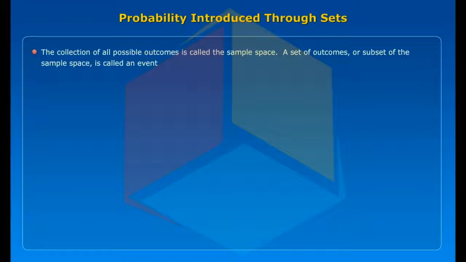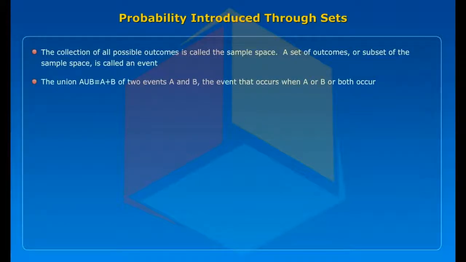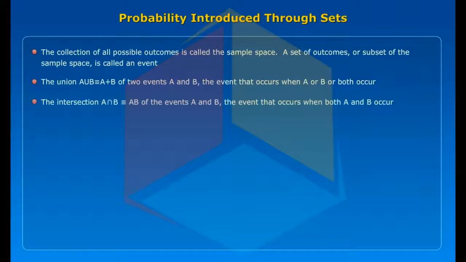Probability introduced through sets. The collection of all possible outcomes is called the sample space. A set of outcomes or subset of the sample space is called an event. The union A union B, equal to A plus B, of two events A and B, is the event that occurs when A or B or both occur. The intersection A intersection B, equal to AB, of the events A and B, is the event that occurs when both A and B occur.